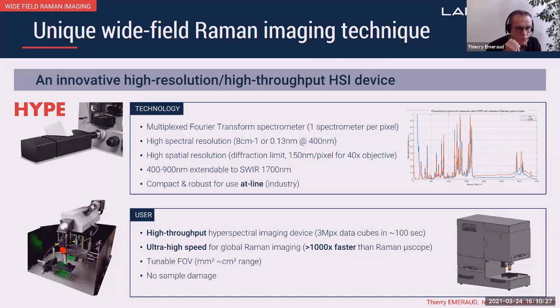For instance, we will be able to generate a 3 megapixel data cube in about 100 seconds, which means a lot of data, which could be quite interesting to extract some information at a cell level if you work with microscopy. And if you compare to Raman imaging, what we propose is an ultra high speed Raman imaging system, which will work with speeds over 1,000 times faster compared to any Raman microscope, which is working on a point by point acquisition.